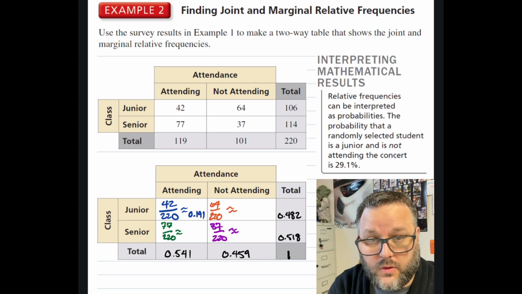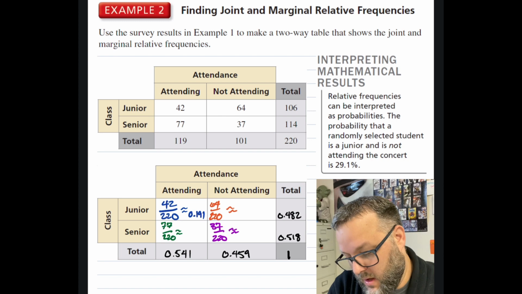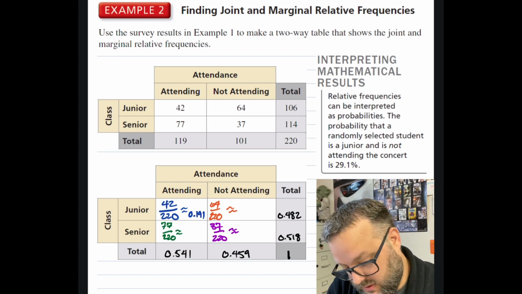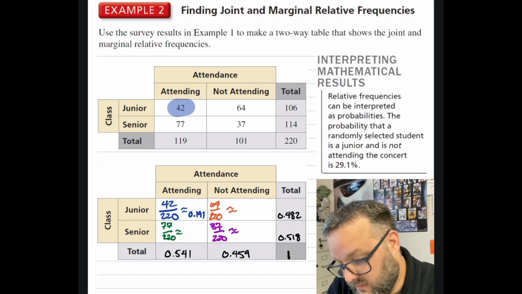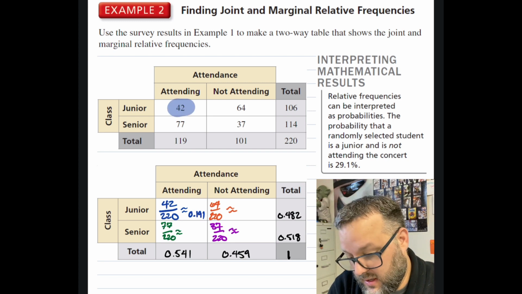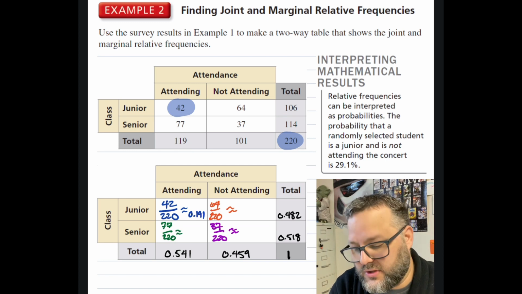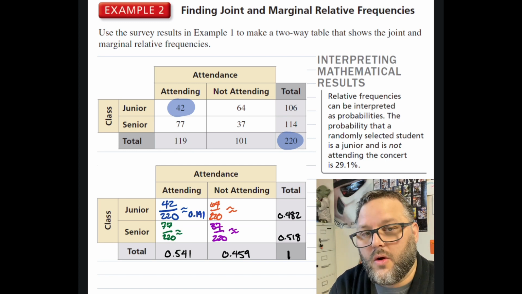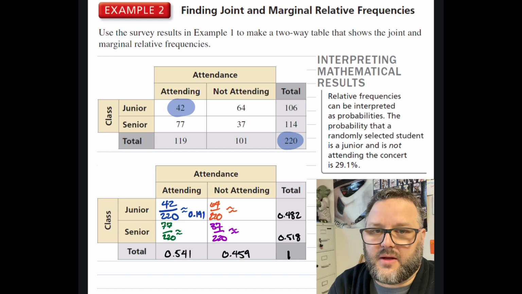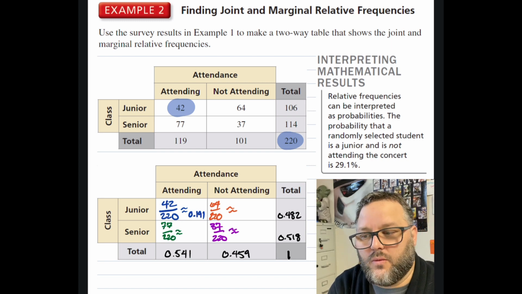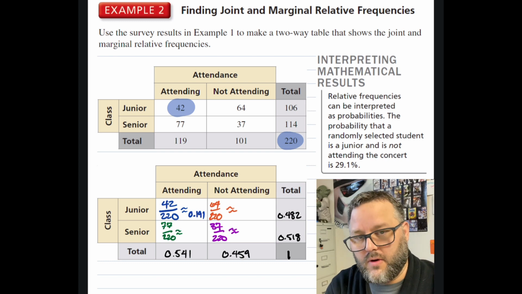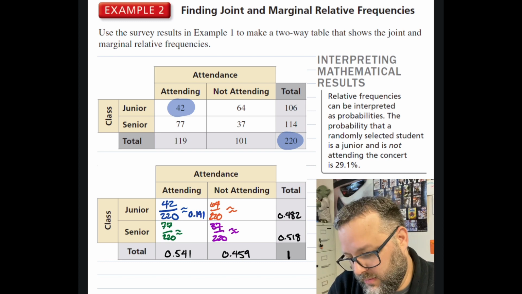or 19.1%. A junior attending, by the way, just to make sure we're clear, I got the 42 from up here that were attending and the 220. We're just using the same table we did in example 1. We're just turning it into frequency rather than, or think of it like probability, but this is the frequency at which they responded. So this is the result of an experimental, not a theoretical probability.